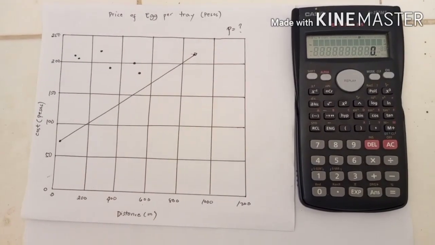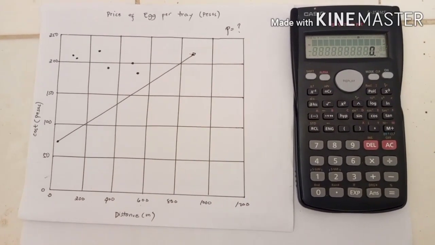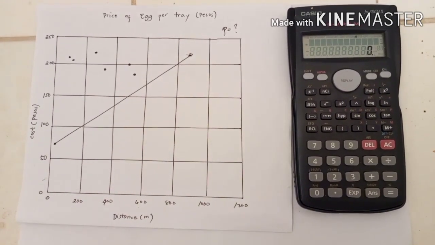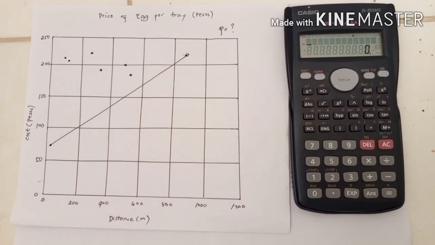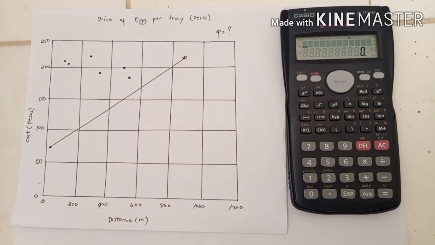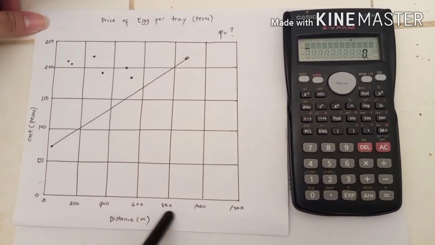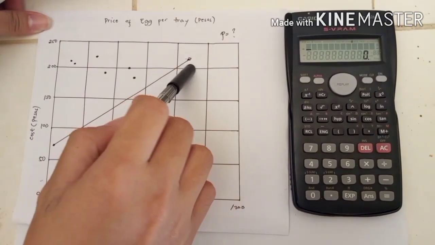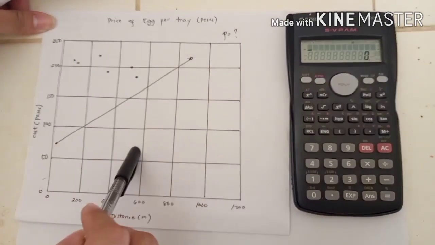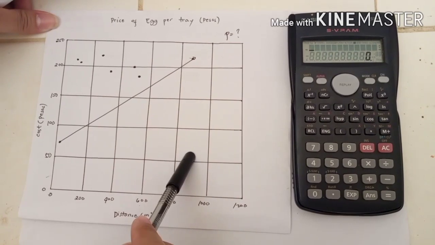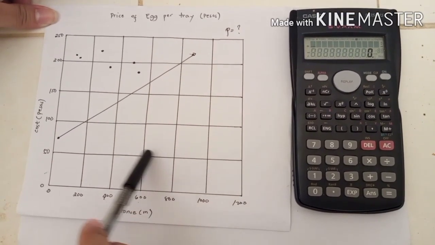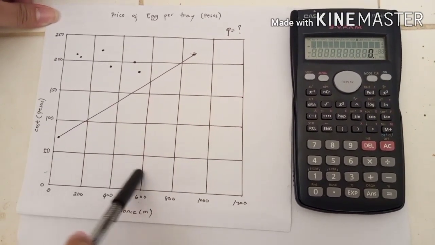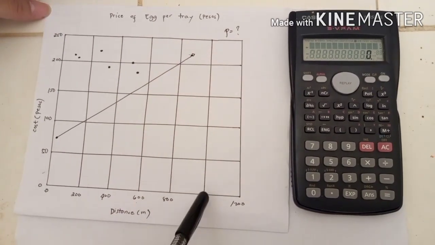A good idea when working with the sample data is to visualize the data. So I have already prepared the graph about the price of egg per tray. We have the cost and the distance. As we can see in the graph, the line is upward, so it means the correlation has a positive sign. So we will expect that after calculating, we have a positive sign.